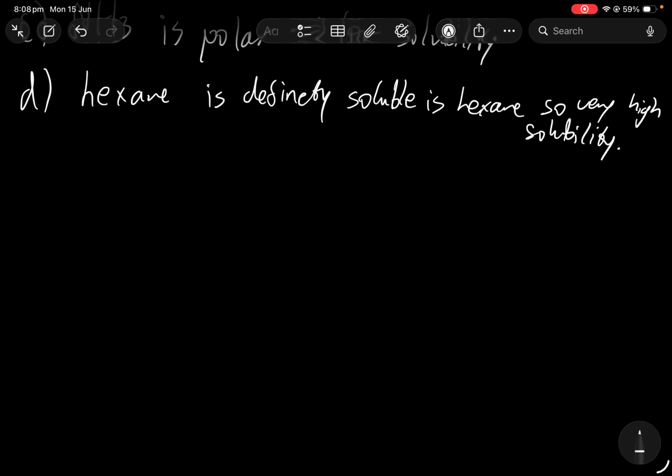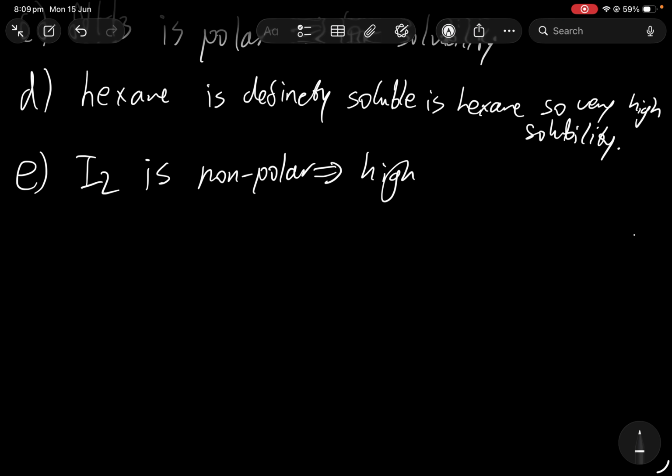For part E, we want iodine. So I2 is the same as O2 as we said before. So I2 is obviously symmetrical. Symmetrical means that this is non-polar. So I2 is non-polar, making it have high solubility.